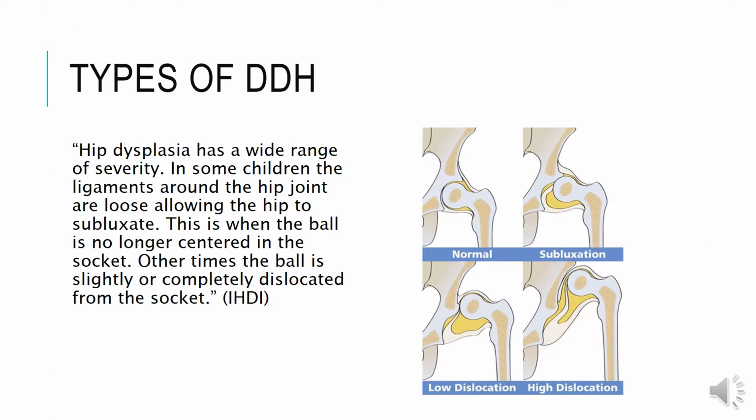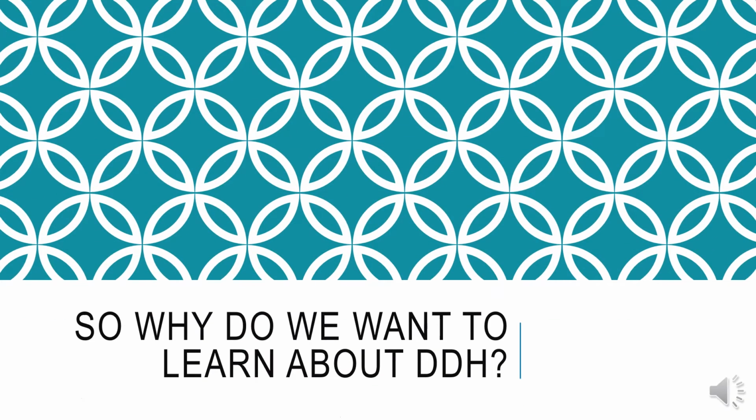There are different types, ranging from normal to high dislocation, with a wide range of severity. In some children, the ligaments around the hip joint are loose, allowing the hip to subluxate. This is when the ball is no longer centered in the socket. Other times, the ball is slightly or completely dislocated from the socket. So there are different levels of severity for this. Learn about it.